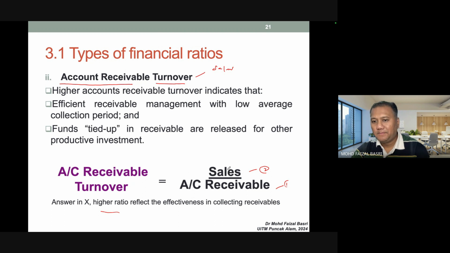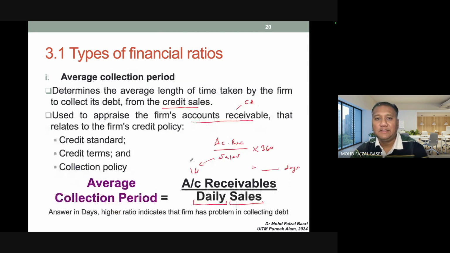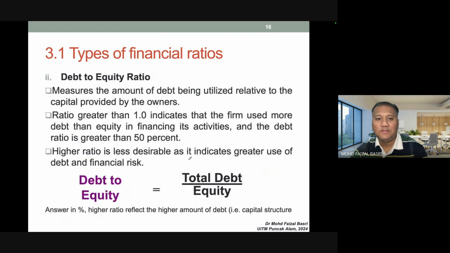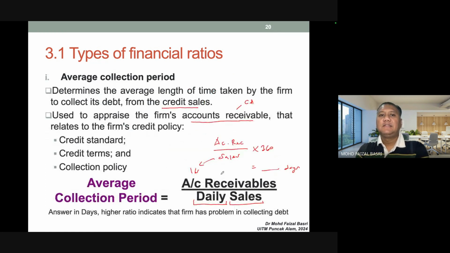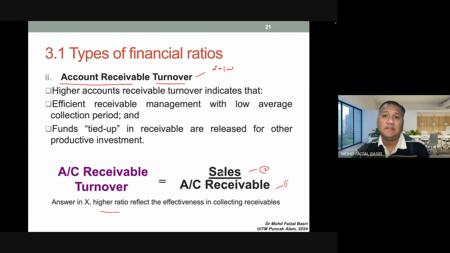Okay, just to go back to this one, contohnya debt to equity kan, kalau tadi debt to equity, kita ambil debt bahagi equity in that particular order kan. But for these turnovers, kita kena reverse kan dia.